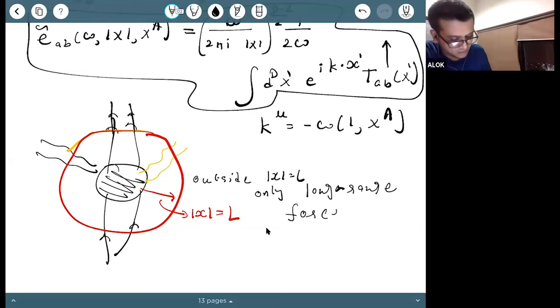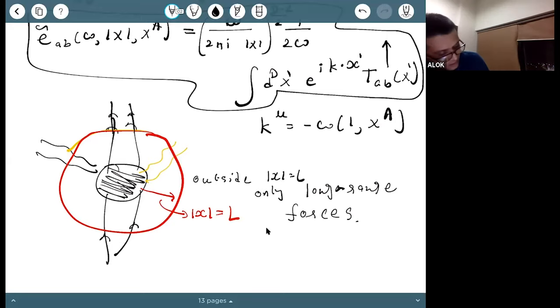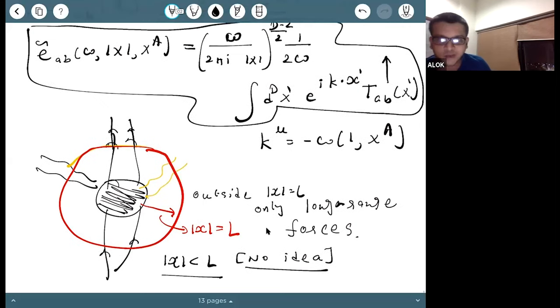For example, if these particles are just neutral, then only say gravity. So all the hard stuff is happening in the region, so everything that we do not know about is happening at mod x less than L. We don't know anything about mod x less than L, no idea. We really have no clue about it. And as you will see, we won't need any details about the scattering as long as we are interested in the soft expansion of the matrix. So this is the setup.